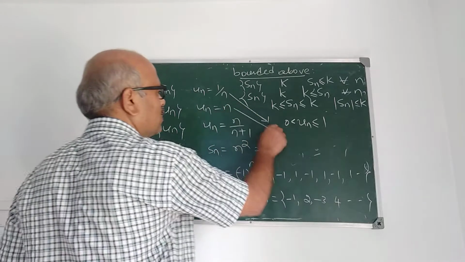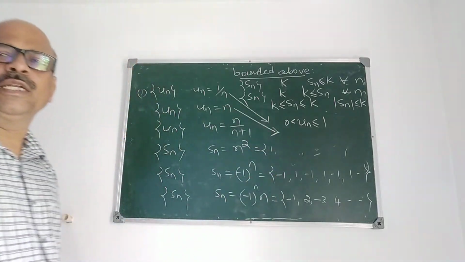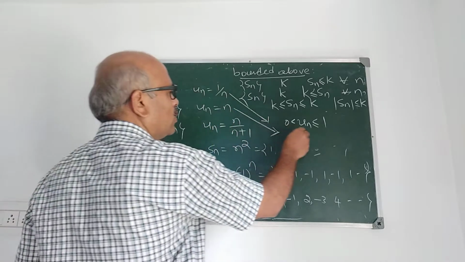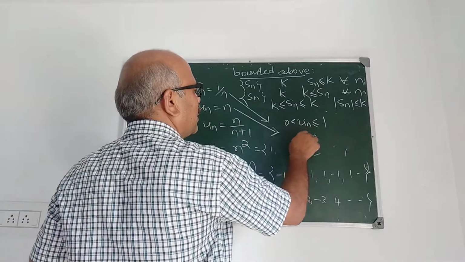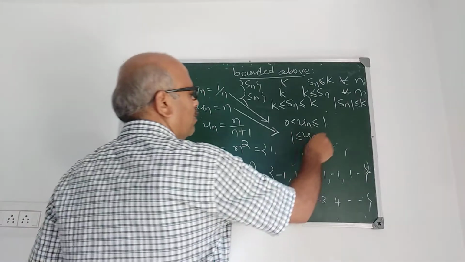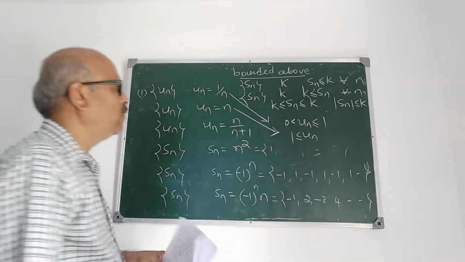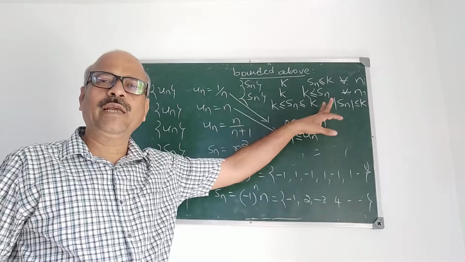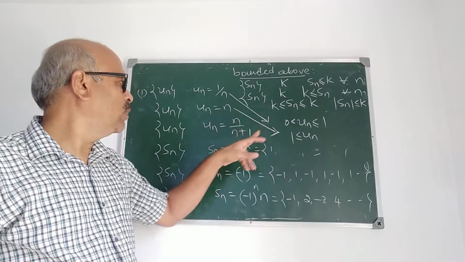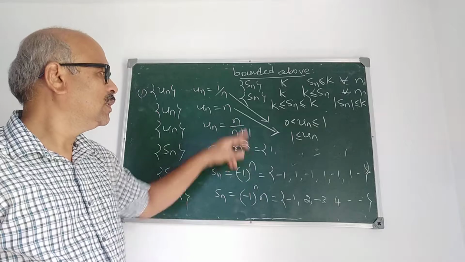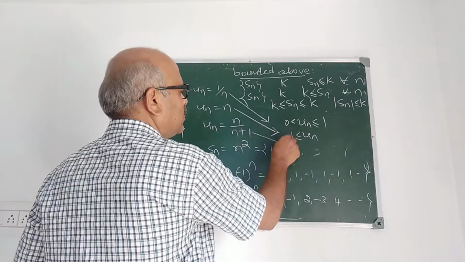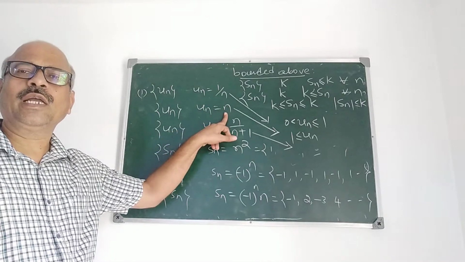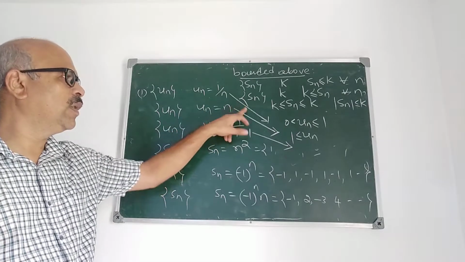What about this sequence? Un is equal to n. It is not bounded above, it is bounded only below, because un is greater than or equal to 1. When n increases, un increases. It is not bounded above, it is only bounded below. Say un is n, it is called an unbounded sequence because it is not bounded above.